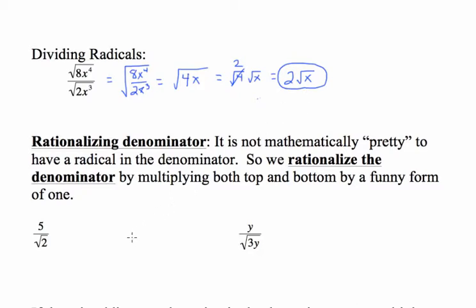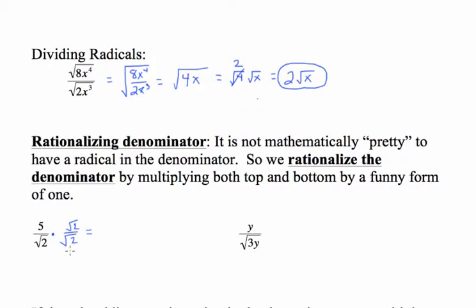Rationalizing the denominator. It's not mathematically pretty to have a radical in the denominator. So just like it's not mathematically pretty to have fractions within fractions, you can't have radicals in the denominator either. This is a step that's called rationalizing the denominator. We're going to use our funny form of 1 trick again. And we're going to multiply both top and bottom by root 2, the same thing that's here. Again, this is a legal algebra step because I'm really just multiplying by a funny form of 1.